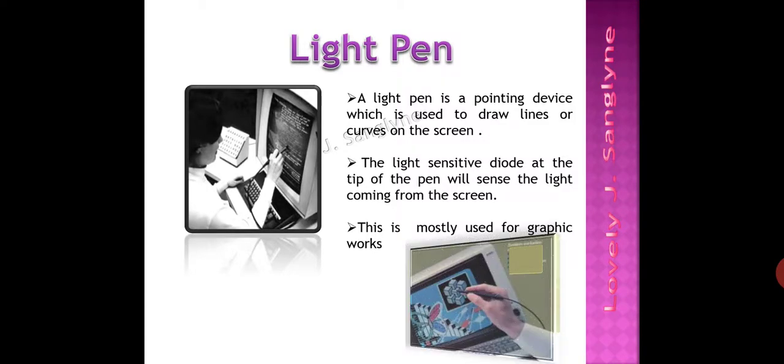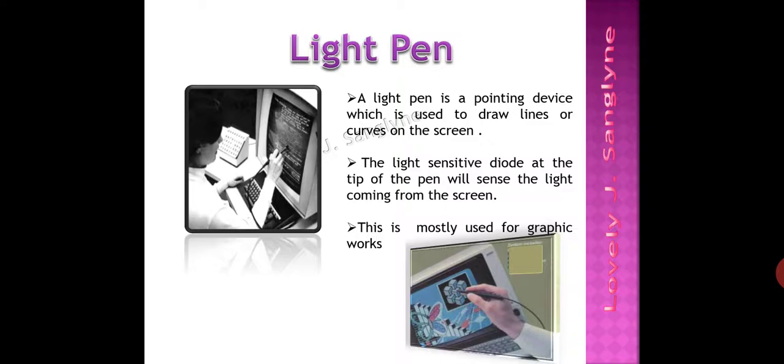A light pen is a pointing device which is used to draw lines or curves on the screen. A light pen is a pointing device similar to a pen. It is used to select displayed menu items or draw pictures on the monitor screen.